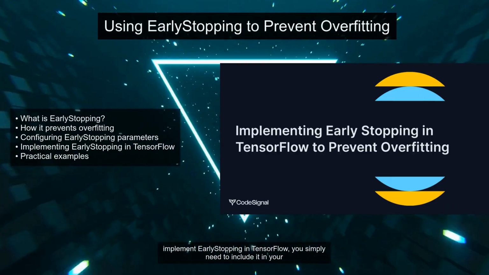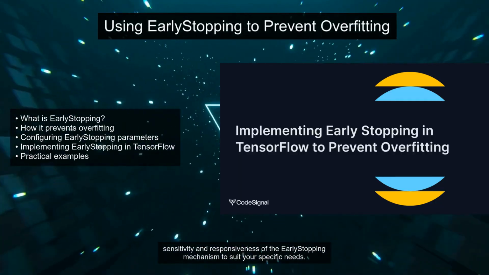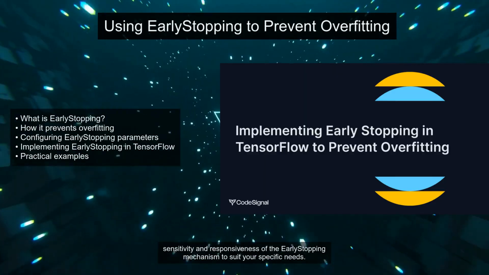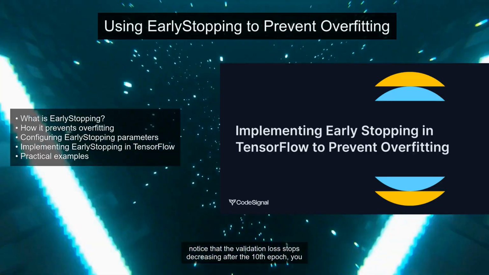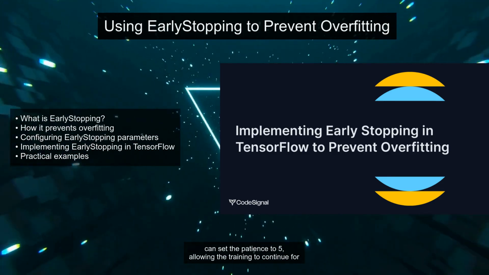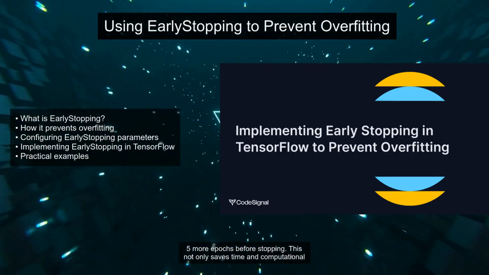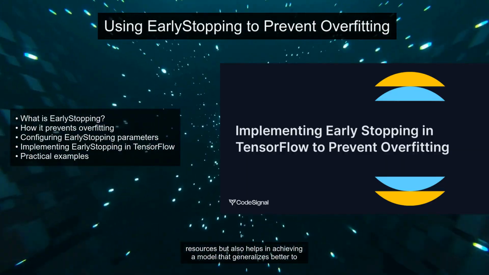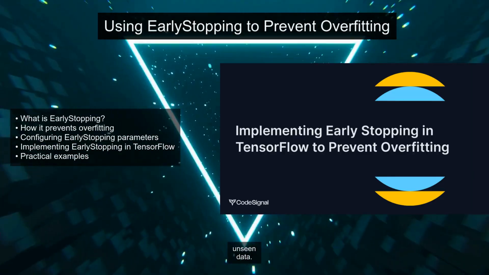To implement early stopping in TensorFlow, you simply need to include it in your training loop's callback list. By adjusting these parameters, you can control the sensitivity and responsiveness of the early stopping mechanism to suit your specific needs. For instance, in a practical example, if you're training a model and notice that the validation loss stops decreasing after the 10th epoch, you can set the patience to 5, allowing the training to continue for 5 more epochs before stopping.